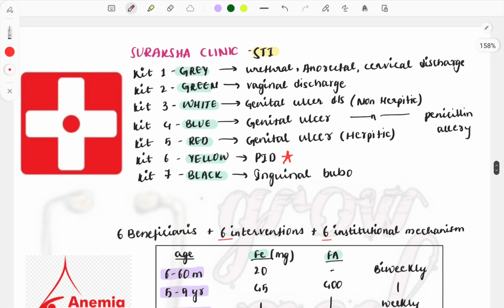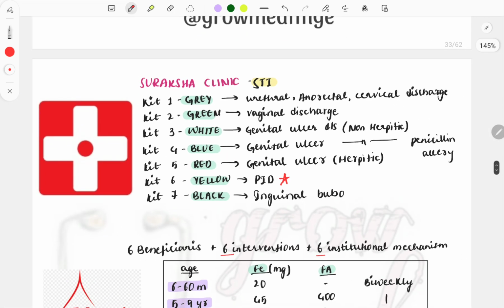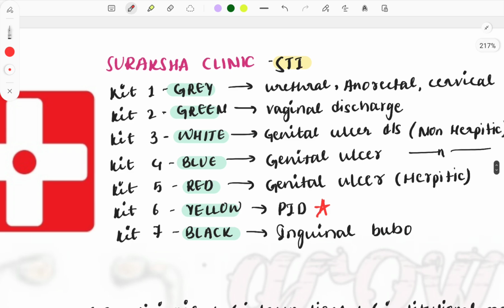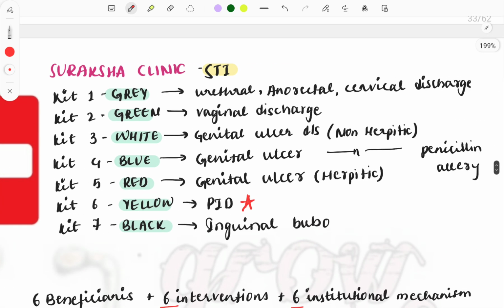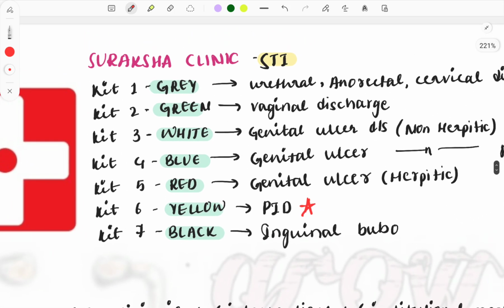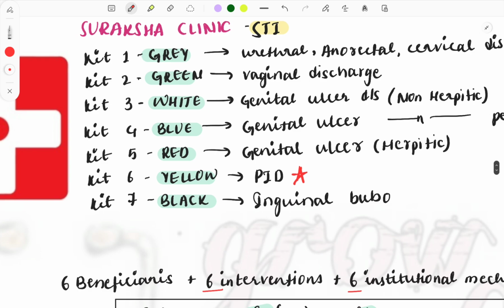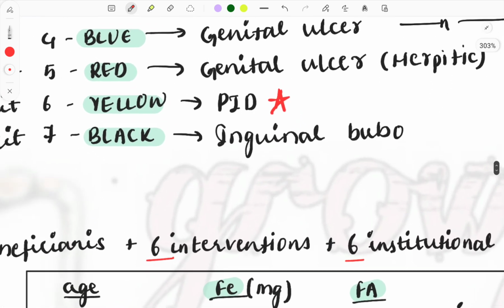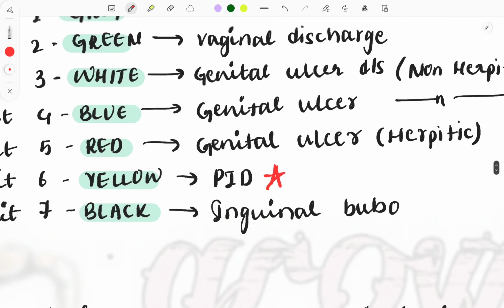Then the Suraksha clinic. The Suraksha clinic is a clinic for sexually transmitted diseases, and these are the various kits which we will be providing for the patient, and you need to mug up this whole table, meaning you have to memorize which kit we give in which disease, like grey will be given for urethral, anorectal, and cervical discharge. So I will tell you the important ones in this which were asked as PYQs. PID, this is a PYQ, and a clinical case was asked that a female with vaginal discharge as well as abdominal pain, which kit will we be giving. So we are suspecting PID in that case, so we will be treating with the yellow kit.